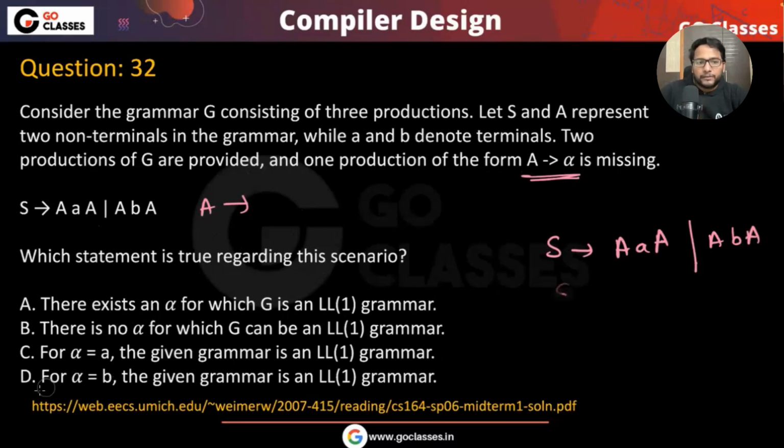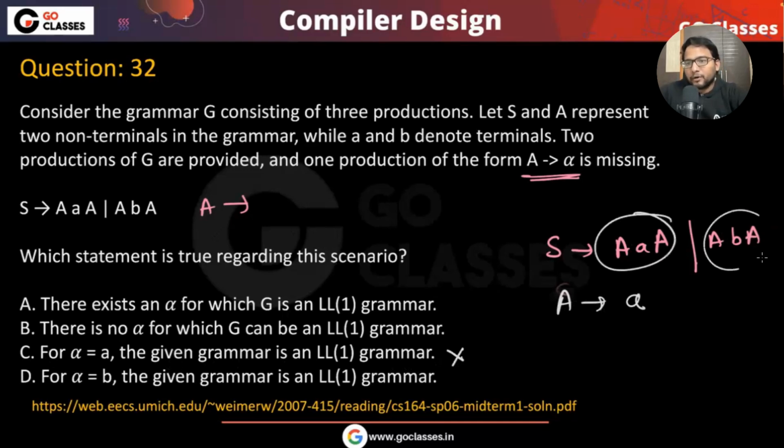Let's suppose alpha is small a. If alpha is small a, then can it be LL1? Then is the given grammar LL1? No, right? Because both will go to small a. So what about small b? The same thing. Can it be LL1 for small b? Obviously no, right? Because this will go to small b, this will go to small b, so that's why no.